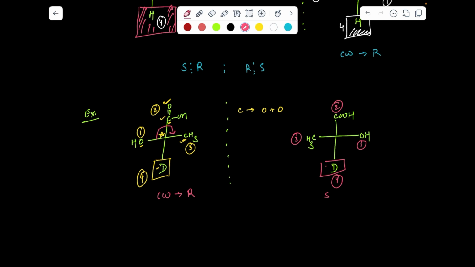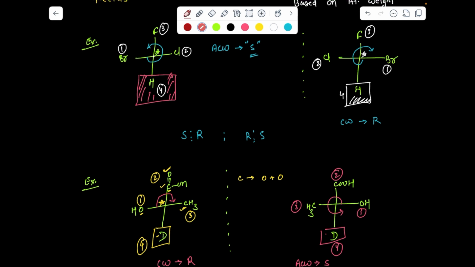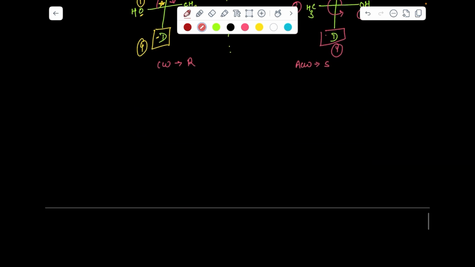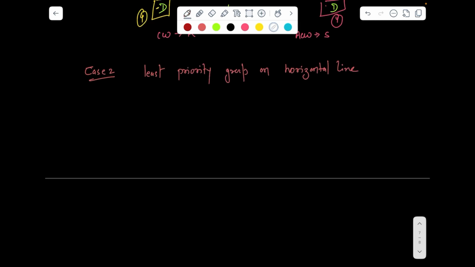So we will get the anti-clockwise rotation and that should be S. So these were the cases where the least priority group is present on the vertical line. Now I am writing the least priority on the horizontal line. Case 2: least priority group on horizontal line, where this was case 1, where we wrote the least priority on the vertical line. So for least priority on the horizontal line, let me put the values.